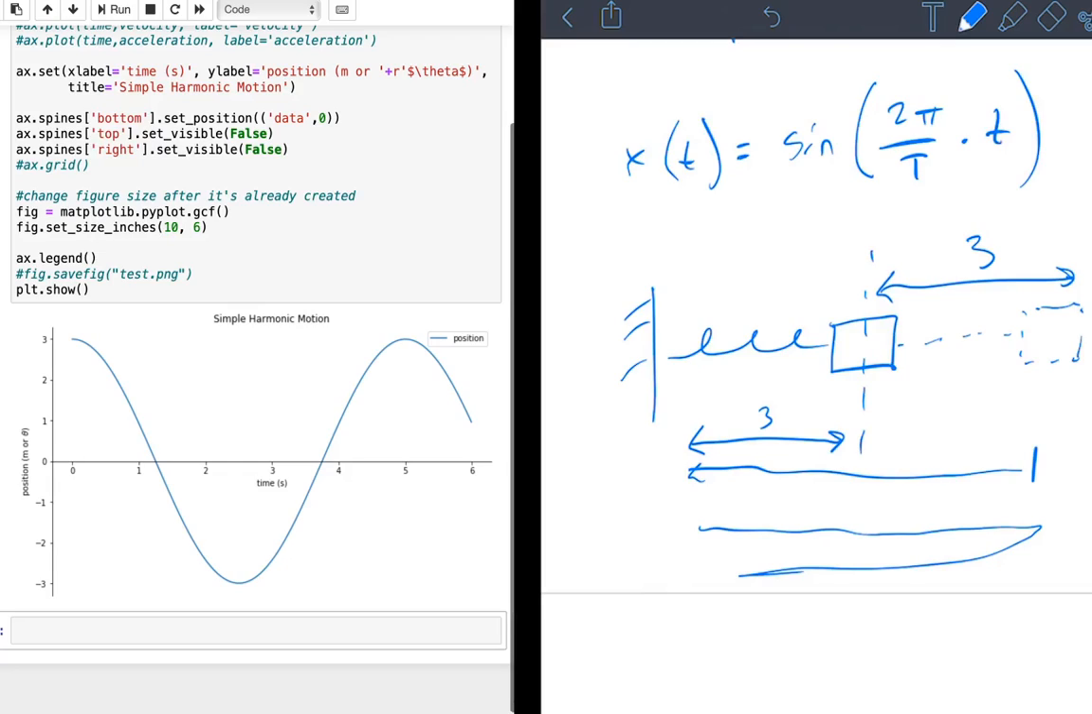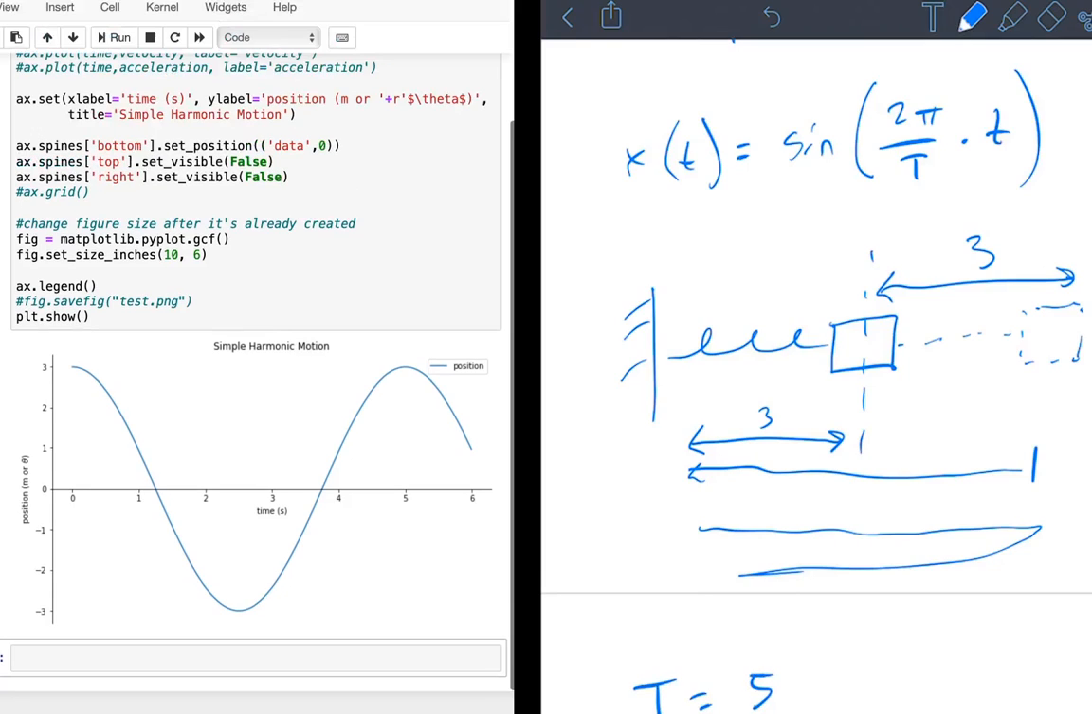All right, so if you look at this. Remember, our x-axis is time. So one full cycle is at 5 seconds. That's our period. That's the time it takes to go one full cycle. Remember, this is going to be your amplitude over here, and this is going to be time. So one full cycle is 5 seconds. So T is 5 seconds.